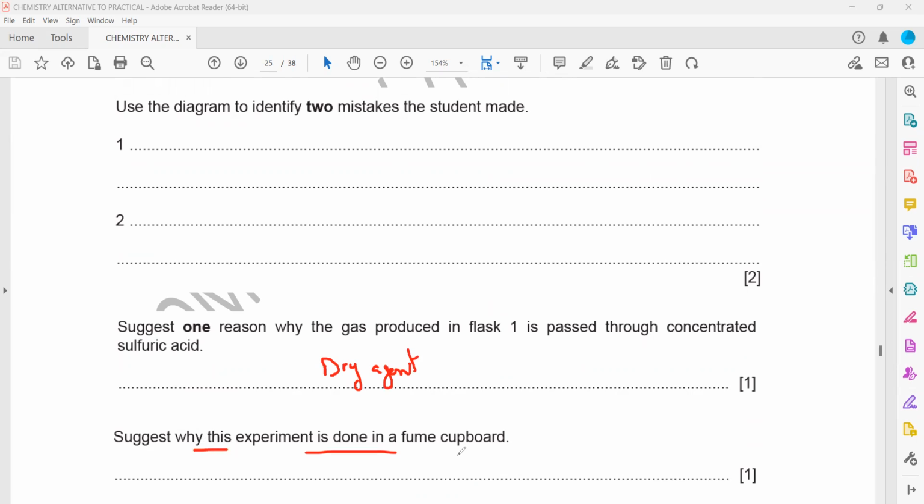Suggest why this experiment is done in a fume cupboard. Whenever a question asks why an experiment is done in a fume cupboard, usually toxic gases are given off. That's why the experiment should be done where a poisonous or toxic gas is released. So it should always be done in a fume cupboard, or a properly ventilated room should be used.